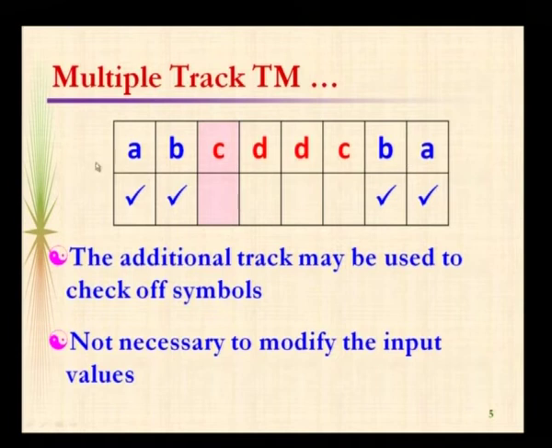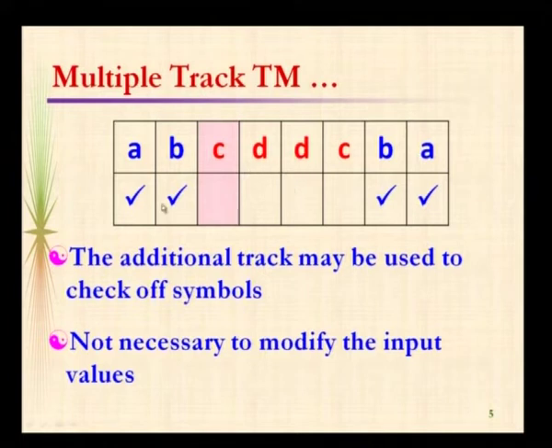So, this is the Turing machine tape. Normally the Turing machine tape is infinite in both directions. Here only the input is shown. We have A, B, C, D, then D, C, B, A. So, actually it is going to be a palindrome string.